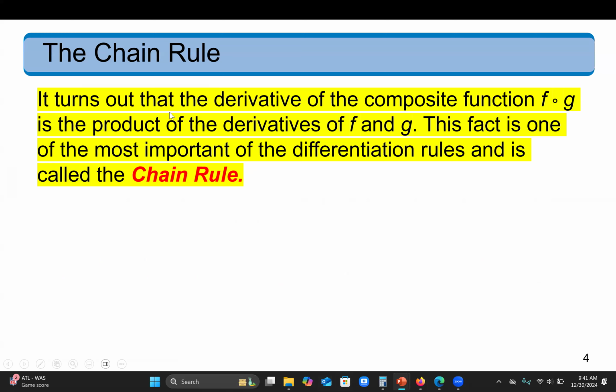So here we say, it turns out that the derivative of a composite function, f composite g, is the product of the derivatives of f and g. So this fact is one of the most important of the differentiation rules, and it's called the chain rule.